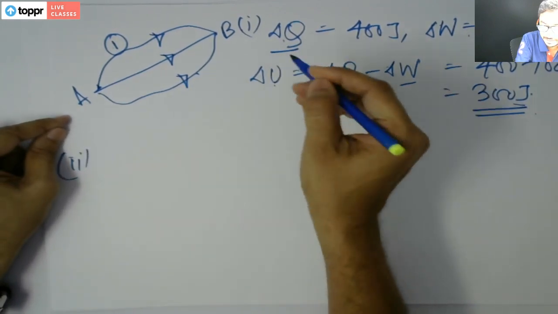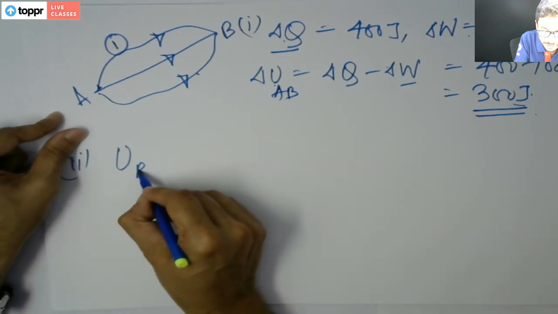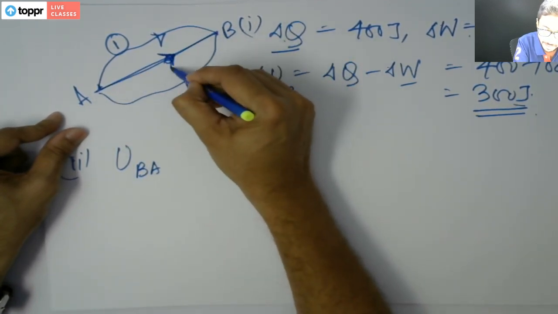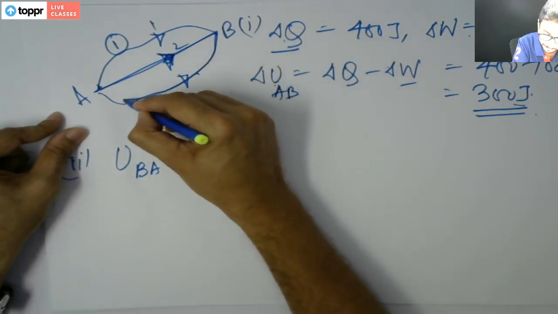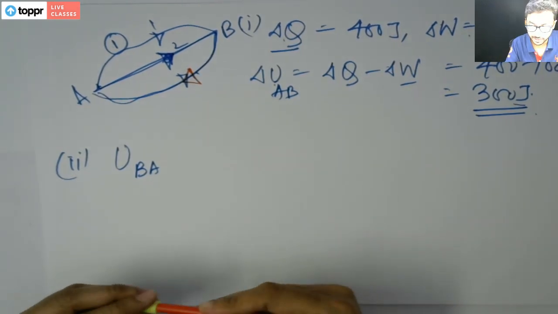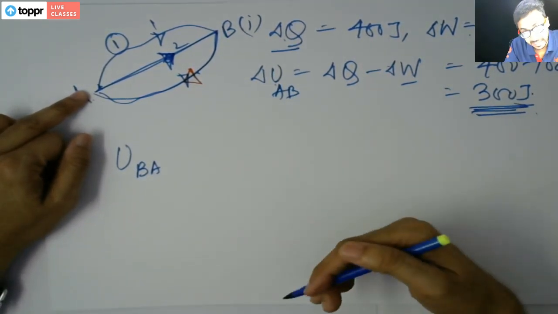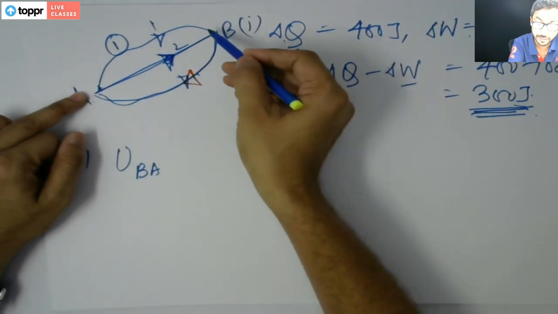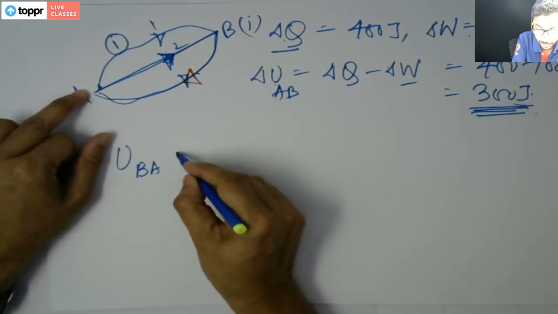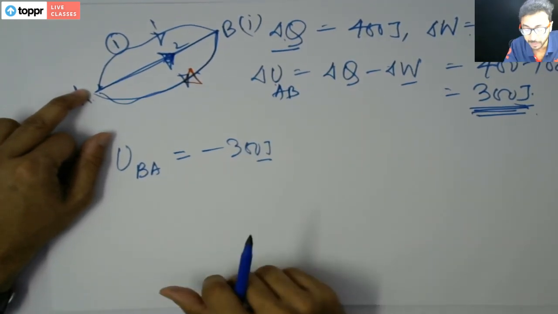But the second question is, this is del U AB. Now what will be the internal energy change when the gas, in another path 1, 2, is taken from B to A, that is, it is returning? With logic you can understand, if from A to B the internal energy increases by 300 joule, then definitely from B to A it should decrease by the same amount. So by analogy we can say it should be minus 300 joule. Let's try to go deep into this.